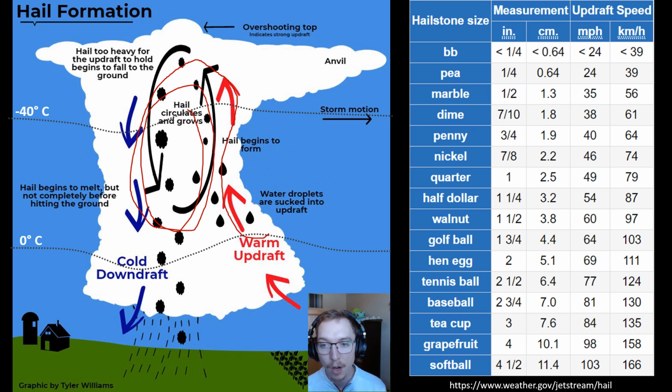Most hail events in North America are occurring over the Great Plains region. So you can see how it's described as far as size. BB size is less than 0.64 centimeters or a quarter of an inch. Softball is greater than 11 inches basically. Hail is often occurring in these big cumulonimbus clouds, like I said. You're not really going to see them in any other scenario unless you have these big cumulonimbus systems.